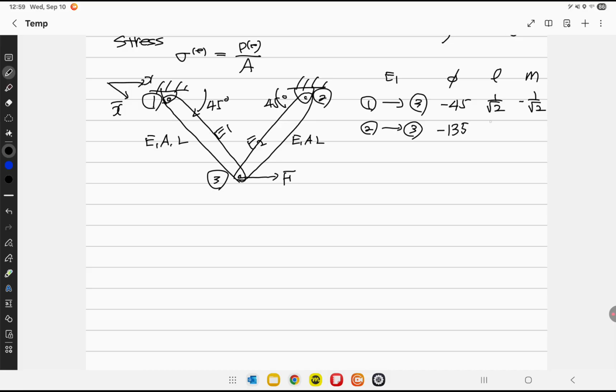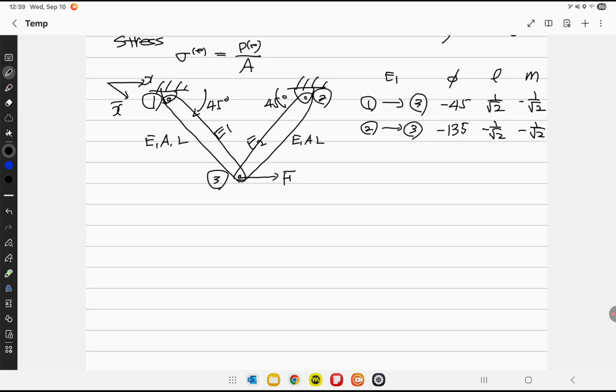So the L and M will be negative 1 over square root of 2, negative 1 over square root of 2. At that point, this is the knowledge. After that, everything is formulas. Any questions up to here? Wait, so 2 to 3 is for element 2, right? Element 2, yes, 2 to 3. So the first row is element 1, the second row is element 2. I call this the element table. Once you write the table, it's less likely you make a mistake.